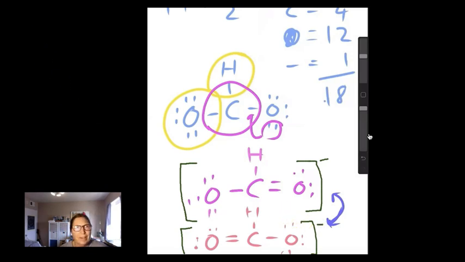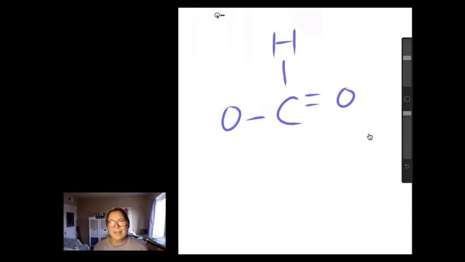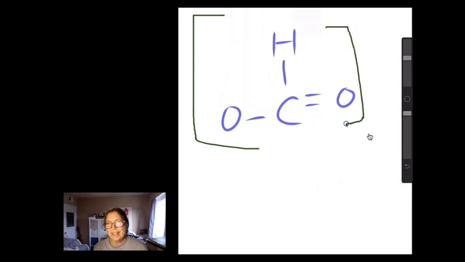So let's talk about the electron geometry and the molecular geometry of this ion. So we have carbon bonded to hydrogen, double bonded to oxygen, single bonded to oxygen. And remember that this is an ion, so we're going to put the brackets in and the charge. And how many electron groups does the central atom have around it? It has 1, 2, 3. So once more, it is trigonal planar.